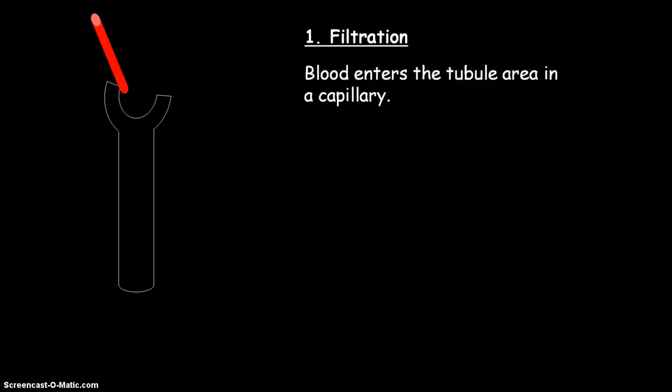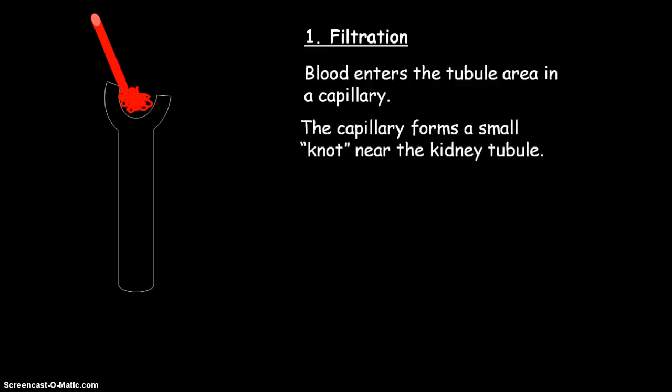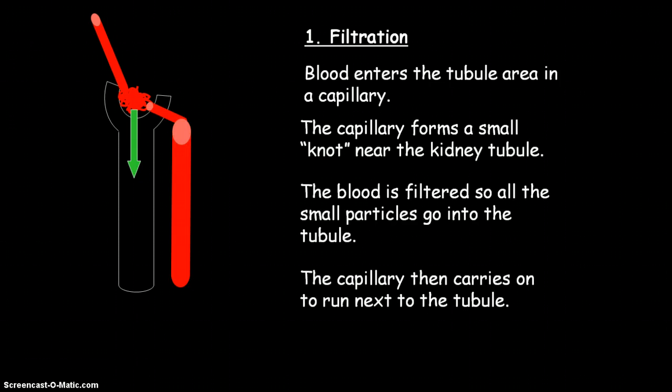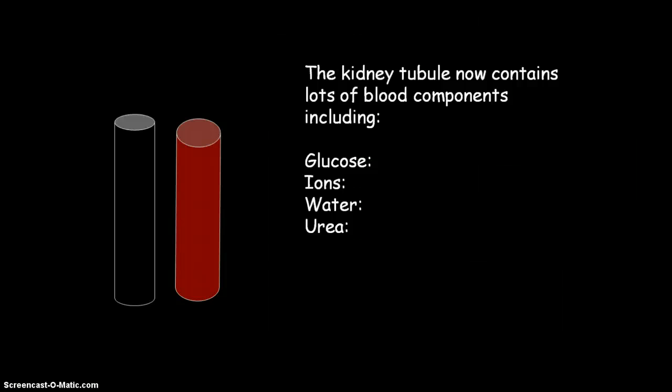Blood enters the tubule area in a capillary. The capillary forms a small knot. It's a beautiful knot, isn't it? Near the kidney tubule, the blood is filtered so all the smaller particles go into the tubule. Ta-da-da. Into the tubule they go. The capillary then carries on to run next to the tubule. And there it is. There's the capillary running next to the tubule. The kidney tubule now contains lots of blood components, including glucose. There's your glucose, ions, water, and urea.